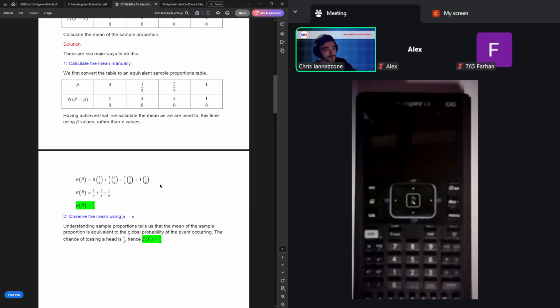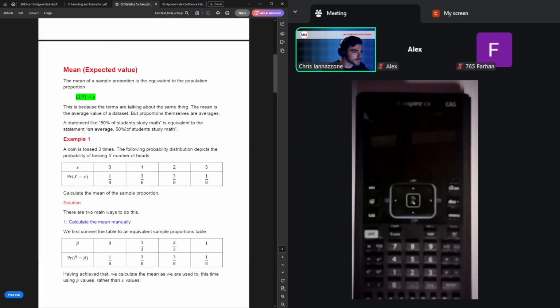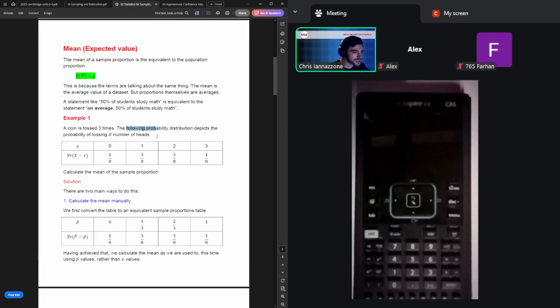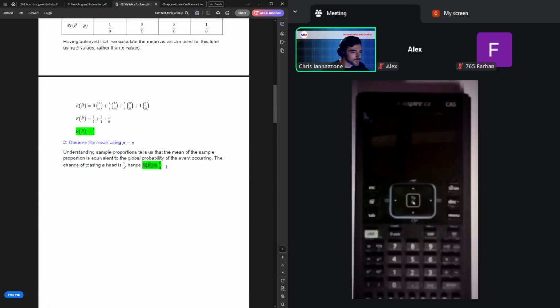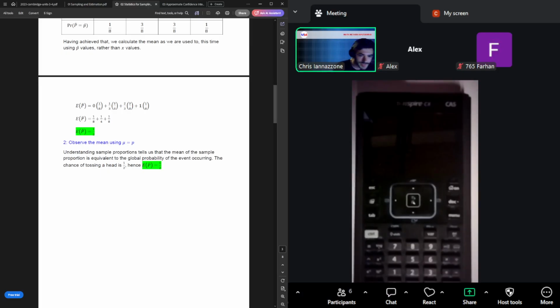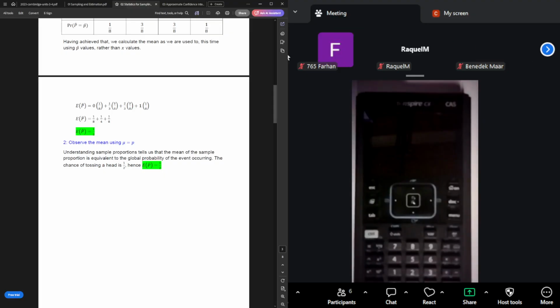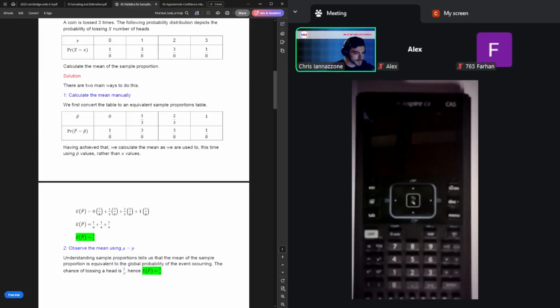You can do that if you want. That's just to show you that that method still works. In reality, it's much easier to say a coin toss is 50-50 heads or tails, so my expected proportion is going to be a half. Much easier. Any questions there?